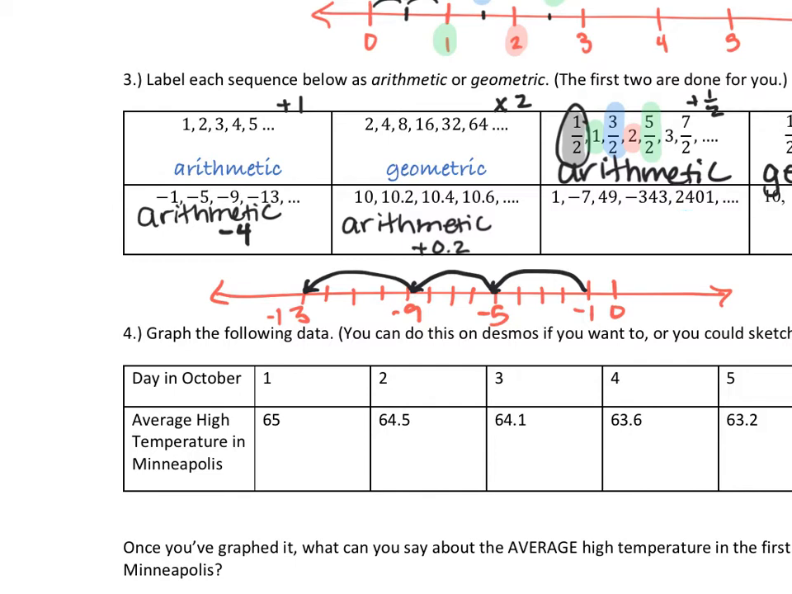2,401. Well, it doesn't look like I'm adding, because I'm going negative and positive, so this is like times -7. Oh, and then if I multiplied by -7 again, -7 times -7 is 49. I bet 49 times -7 is -343. So this one is geometric. And I'm multiplying by -7.